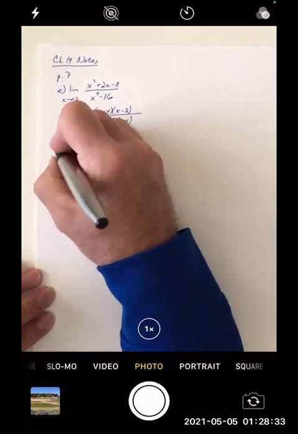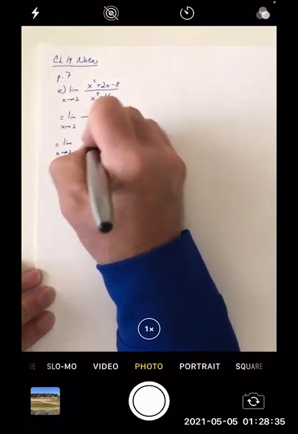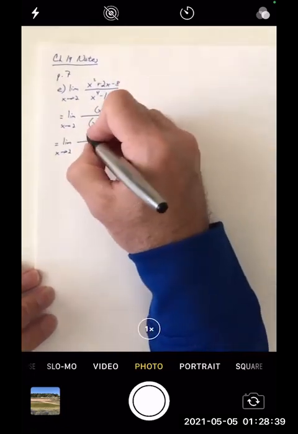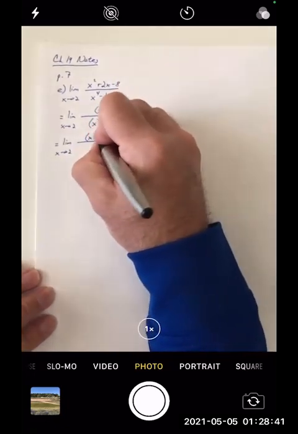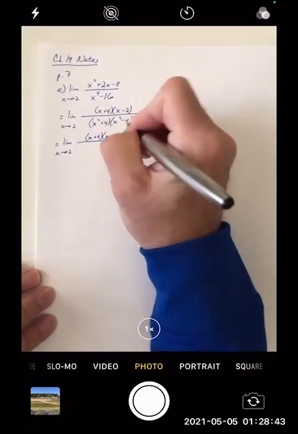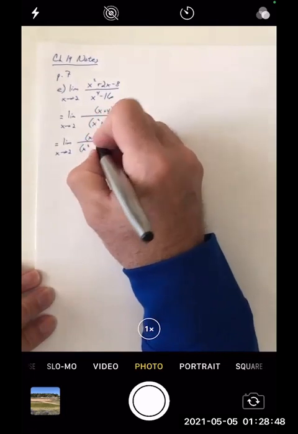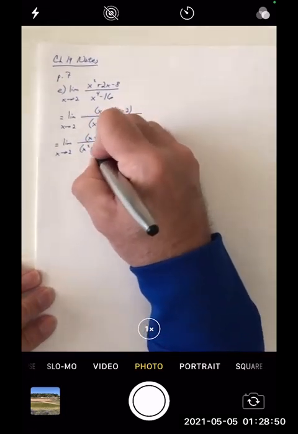So you got to keep factoring until you can plug in that 2. So the top is done. You can't do anything with that. The denominator, x squared minus 4, that's another difference of squares.